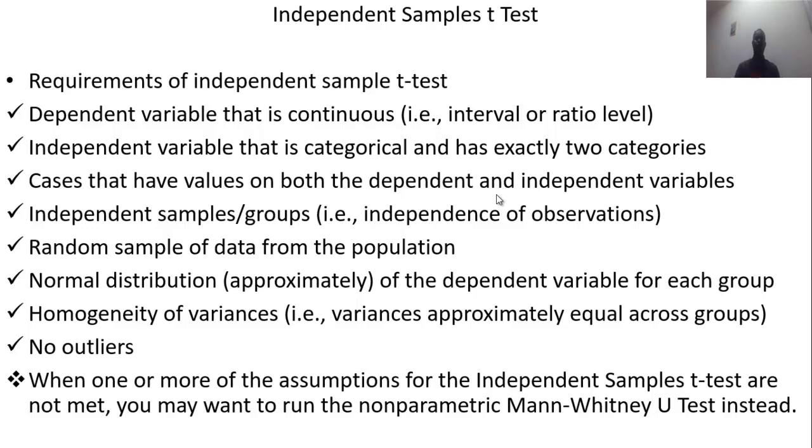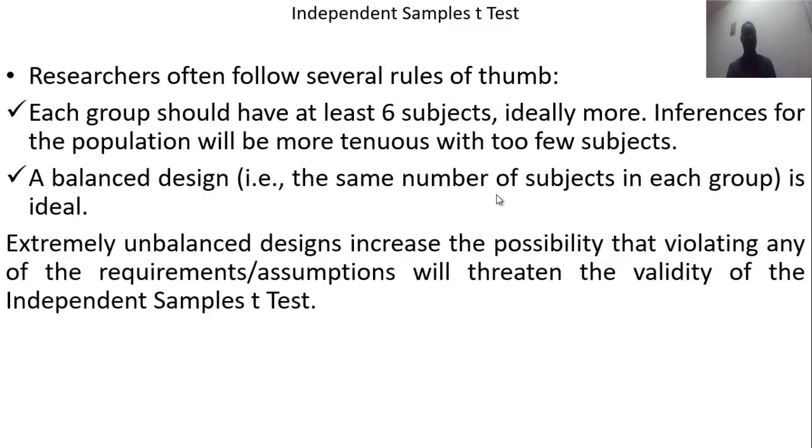Therefore, as an alternative, if you test the assumptions of the independent sample t-test and you found them violated, then you should turn to the Mann-Whitney U-test instead. And there are rules of thumb. There are other rules for researchers. Through experience, researchers develop rules of thumb for the independent sample t-test.